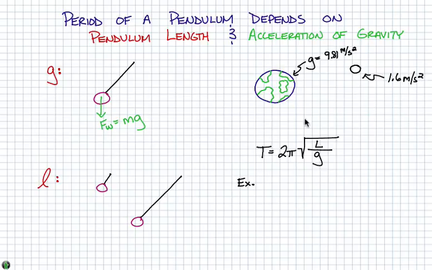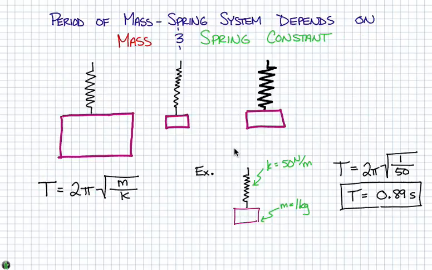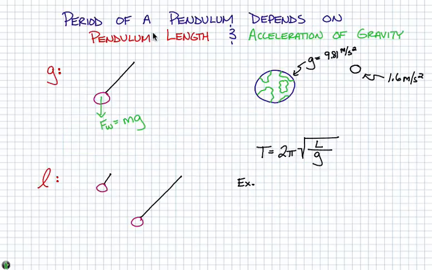So if we look at the equation for this, it's very, very similar, but it's not based on the mass and the spring constant. It's not based on m and k. What it's actually based on, in the case of a pendulum, is the length itself, as well as the acceleration due to gravity. Other than that, it's the same equation.